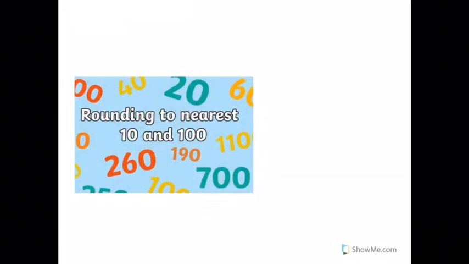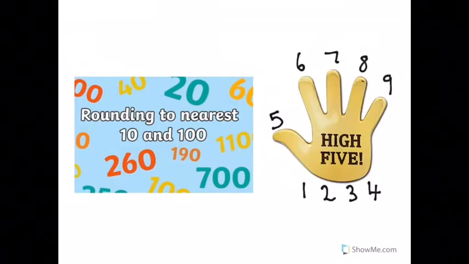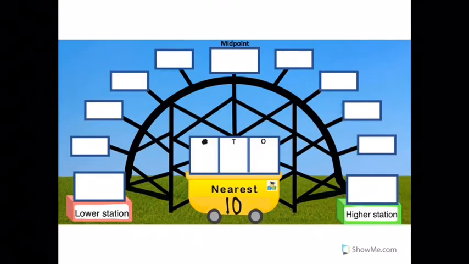Hi everyone! Today we're going to talk about rounding to the nearest 10 and 100. There are lots of different ways that we can find the nearest 10 and the nearest 100. Some people like to use number lines, some people like to use the high five rule, and some people like to use different little diagrams. So I'm going to give you some examples and you can figure out which one you like using best. This is what we call the rounding coaster.